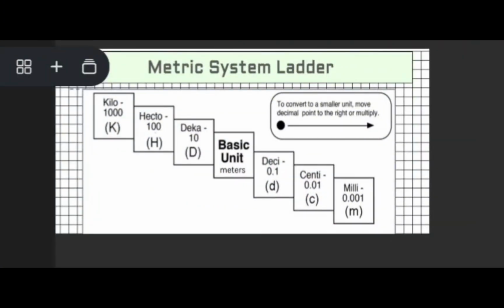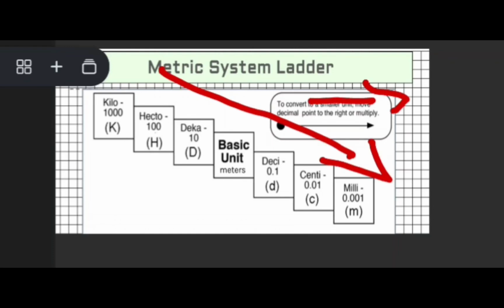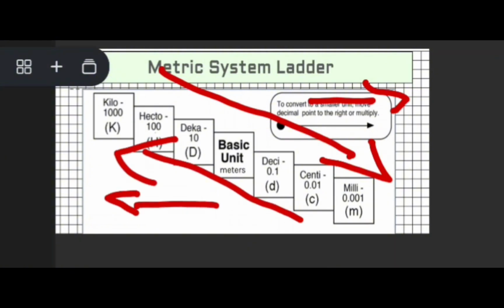Now, when we're moving down the metric system ladder, we move the decimal point to the right, and when we're moving up the metric system ladder, we move the decimal point to the left. So let's look at some examples.